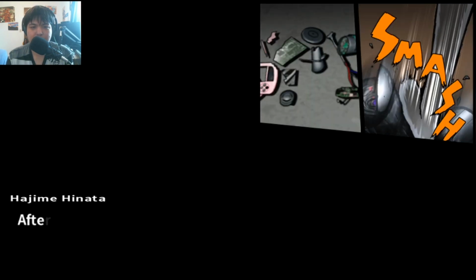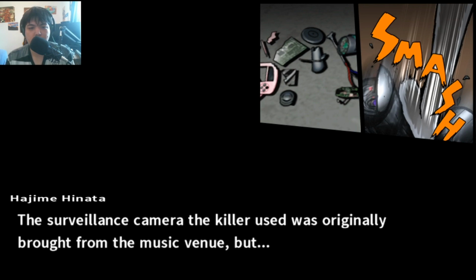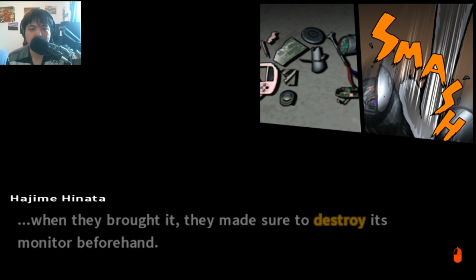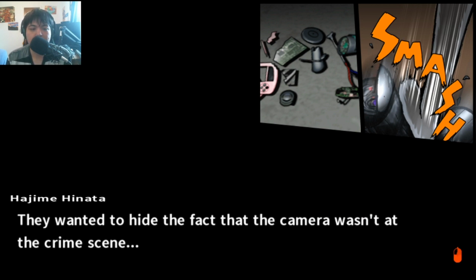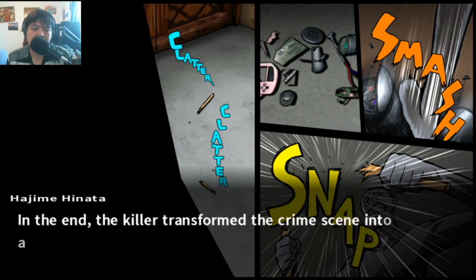Yep. After destroying it, they mixed it with what was left of the surveillance monitor found at the crime scene. The surveillance camera the killer used was originally brought from the music video, but when they brought it, they made sure to destroy its monitor beforehand. They wanted to hide the fact that the camera wasn't at the crime scene. In the end, the killer transformed the crime scene into a closed room.